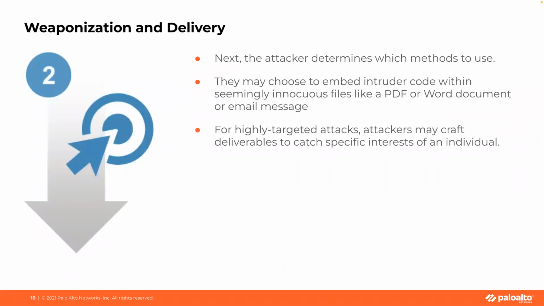In the second stage, after the reconnaissance is complete, the attackers will try to determine which methods to use to move forward. There's a lot of different methods available to them, and they will choose the one they think will have the highest rate of success. So that could be a seemingly innocuous file, for example, a PDF file or an Office document, or just a simple email message. And they might try to embed some code that the unsuspecting user might run.